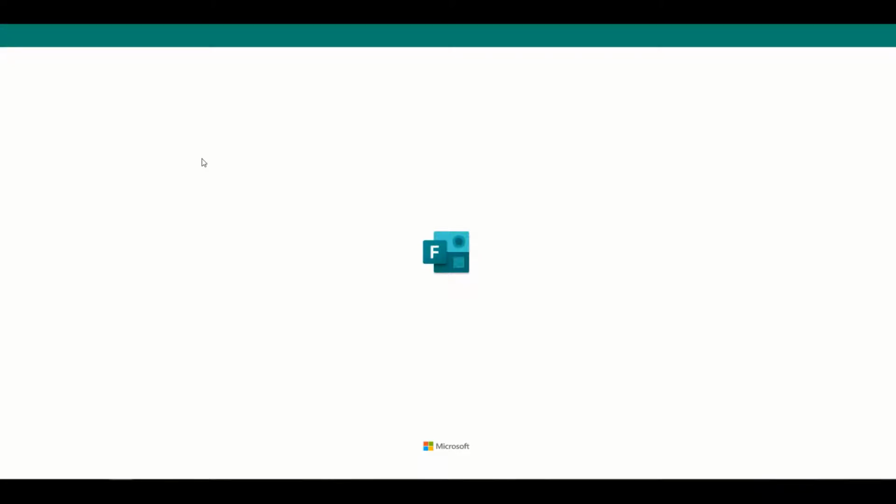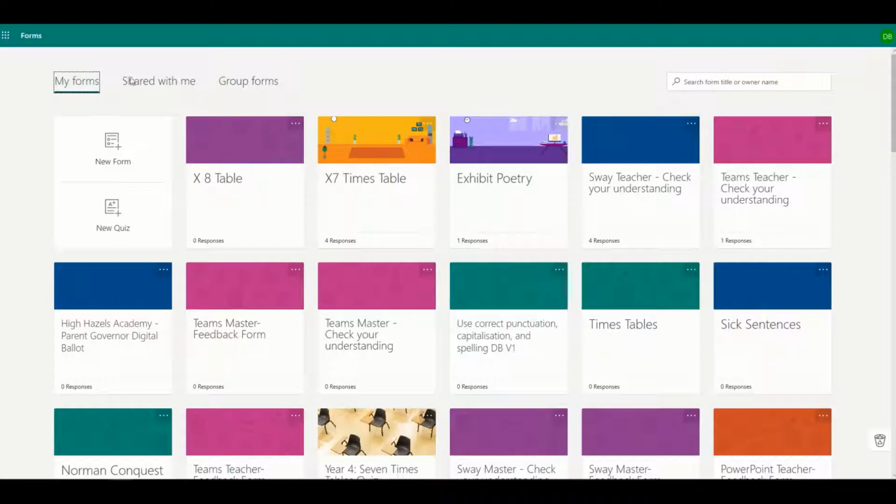They're categorized into three different areas. My forms are all the forms I've created, forms that are shared with me, links from other people's forms, and group forms, forms that I'm using in apps like Teams.